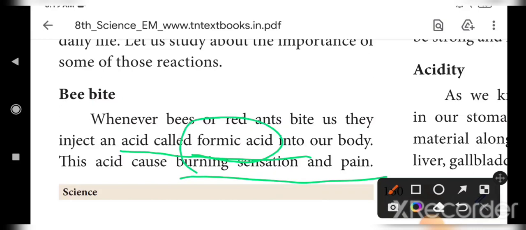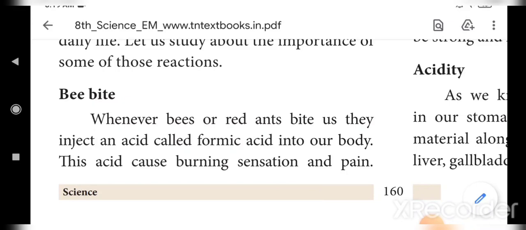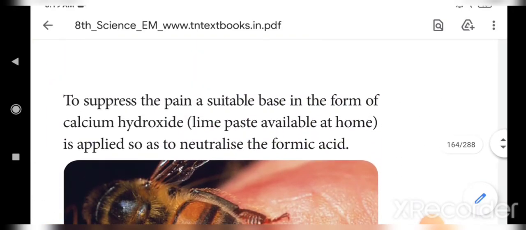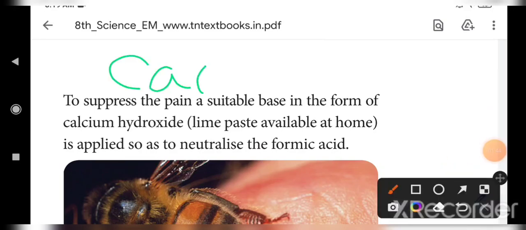Burning sensation and pain. Here, that acid is produced, so to compensate we add a base. The base is calcium hydroxide, or lime paste, Ca(OH)2. The ant produces formic acid, and to compensate we add the base. The formic acid is neutralized by calcium hydroxide. This acid plus base neutralization is applied so as to neutralize the formic acid.